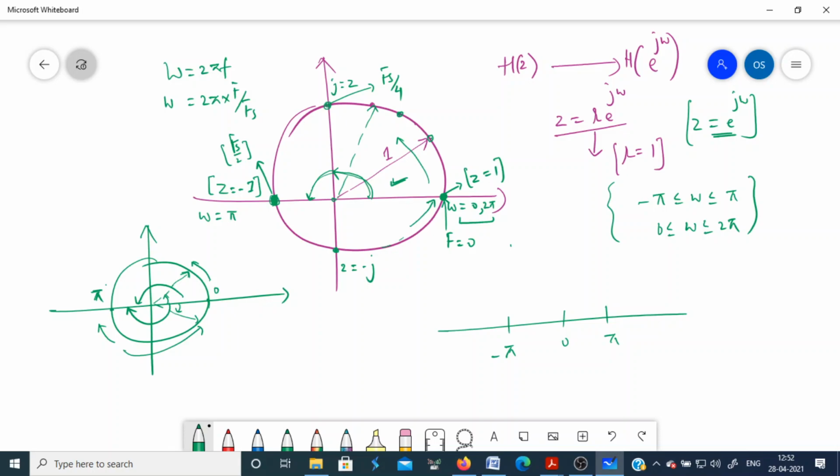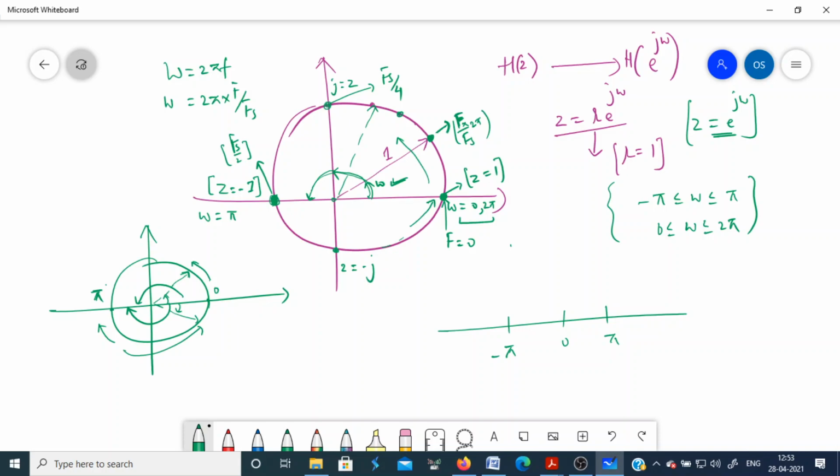Okay, so at any particular frequency, which is omega, in terms of hertz, it is basically 2 pi into f by fs. Okay, so if at a particular frequency it is f here in hertz, it should be less than of course fs. So if it is f, then if you divide by fs and multiply with 2 pi, you will get omega.